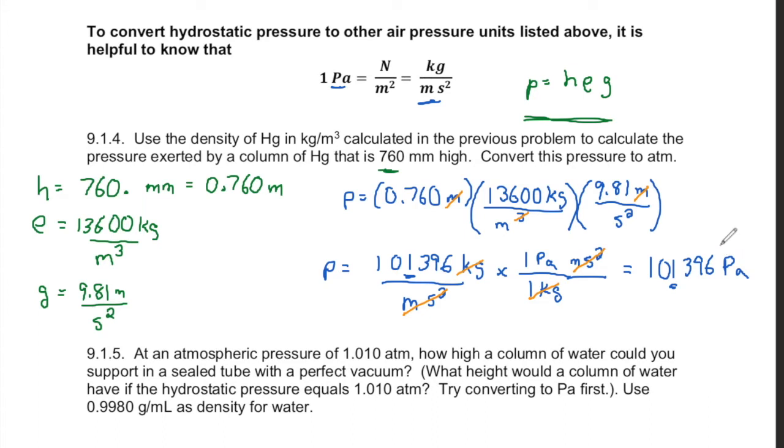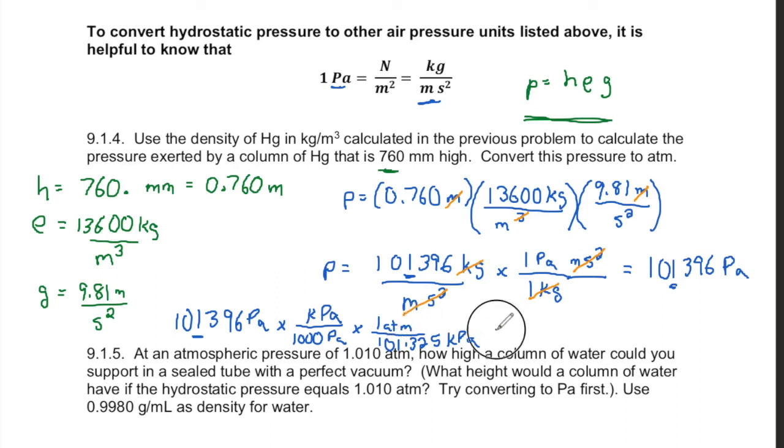And then let's go ahead and convert this to kilopascals and then atmospheres. There are 1,000 Pascal in a kilopascal. And there are 101.325 kilopascals in an atmosphere. And this turns out to be, with 3 significant digits, 1.00 atmospheres. So an atmosphere is enough to raise a column of mercury that is 760 millimeters high. So that is why we say that the conversion between 1 atmosphere and millimeters of mercury is 760 millimeters of mercury to 1 atmosphere.